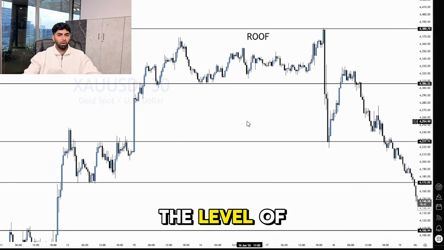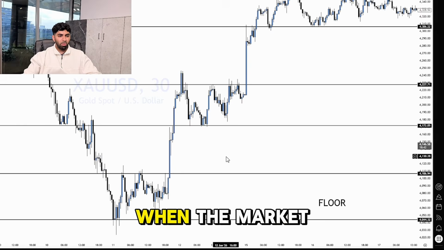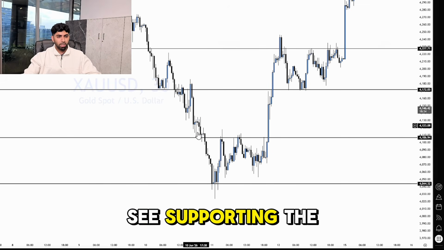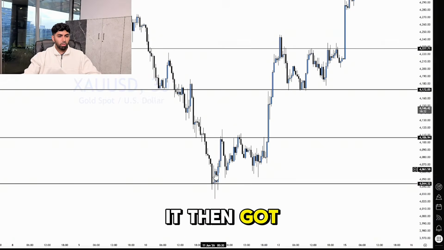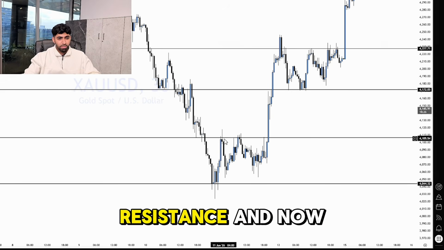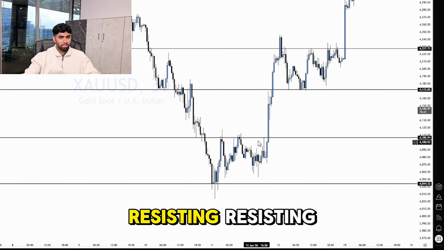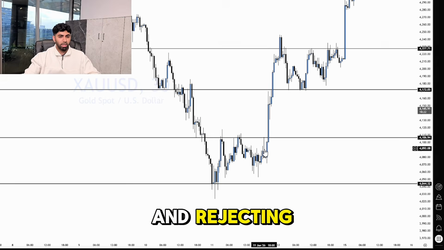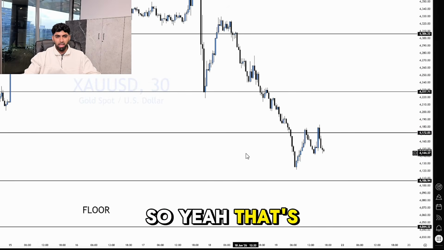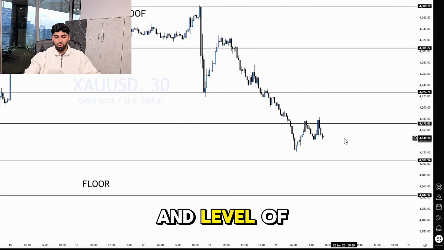Same thing with the level of support, right? When the market breaks below a level of support, that level becomes a level of resistance. You can see over here, this was a level of support. You see support in the price, it supported up. It then got broken through. And when it came back to the level of support that was broken through, it now became a level of resistance. And now it's resisting and rejecting. And then finally it broke out and went back to the upside. So yeah, that's exactly how you draw in your level of support and level of resistance.